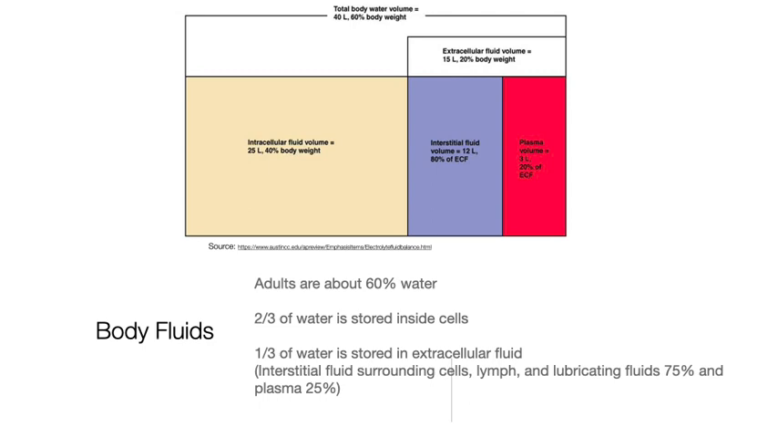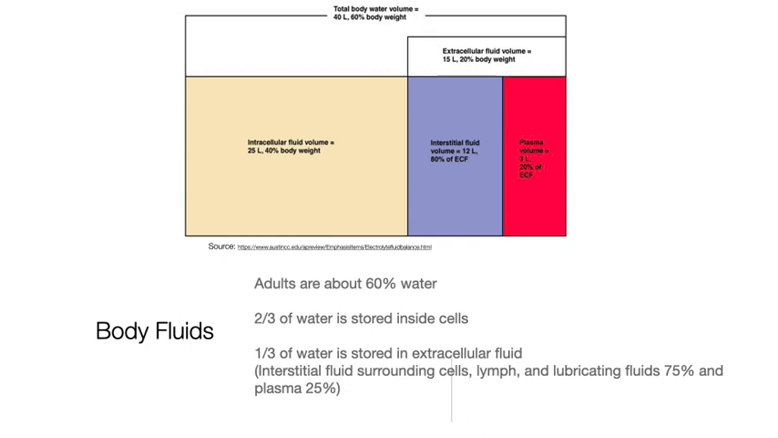For the body fluid compartments, 60% of our body weight is water, and that's 40 liters on average for adults. About 40% of the total body weight, or about two-thirds, 66% of the entire water weight of the body, is contained in the intracellular fluid. So that's within the cell itself.